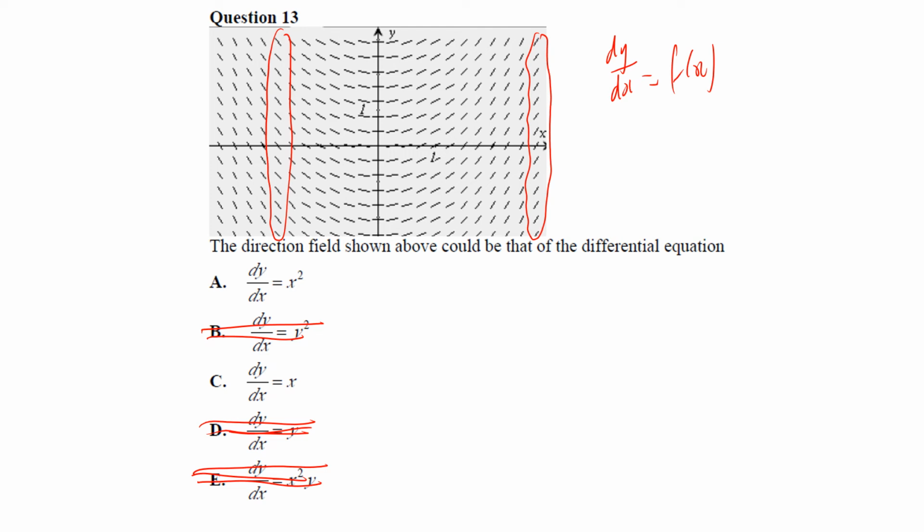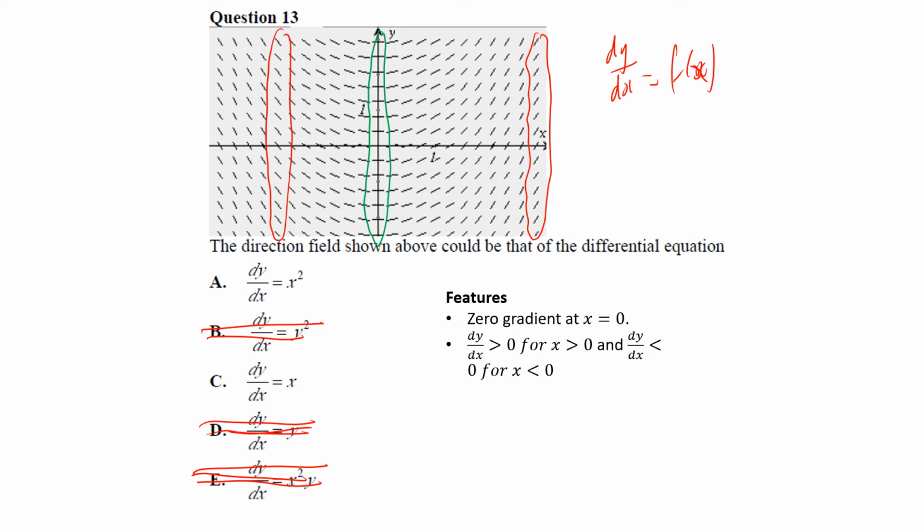So it must be a function of x. So that's a poor looking x, isn't it? Okay, let's move on to some other features. Okay, how can I determine if it's x squared or x? Okay, where is my zero gradient? Okay, let's just highlight that. I might grab green for that. So you can see flat slopes at x equals 0. That's not really helping us distinguish whether it's x squared or x at this point. So let's keep going.